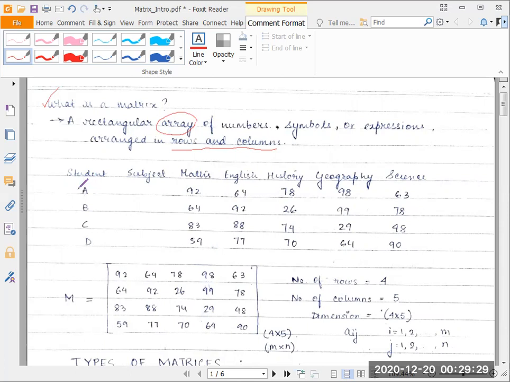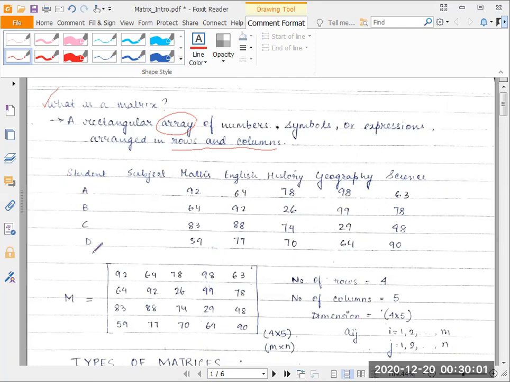So we are calling this student student A. We are calling this student student B. We are calling this student student C, and the final student is being called student D. So we have the numbers or the marks that they have obtained in each of these 5 examinations, and we have written them down in this table form. So this is what all of us know, this tabular representation of data. And what we'll be doing is we'll essentially be converting this into a matrix.